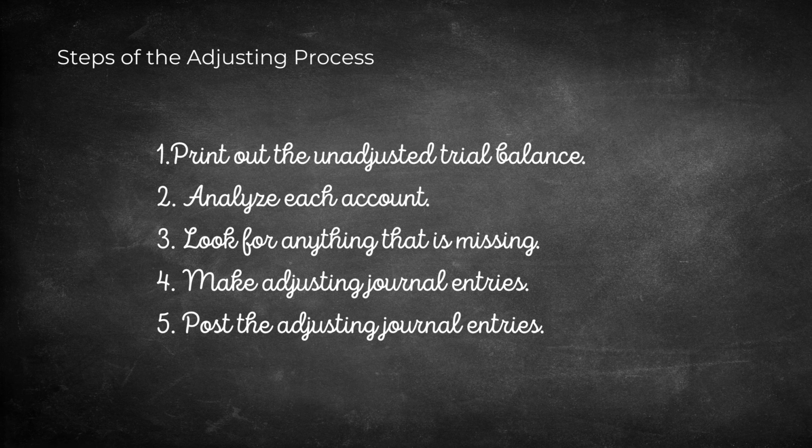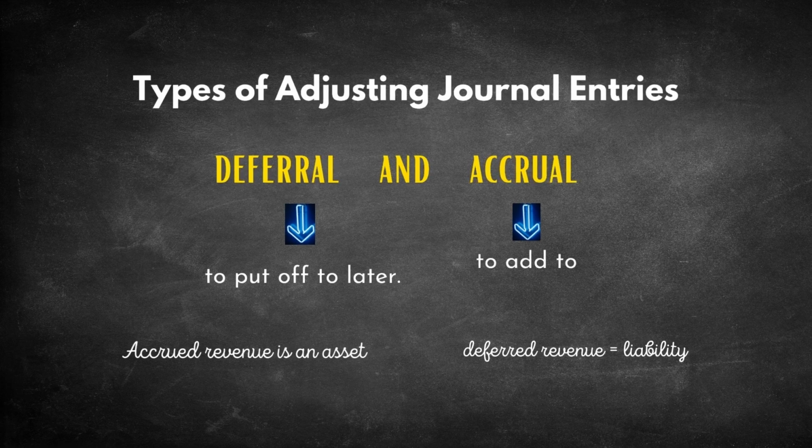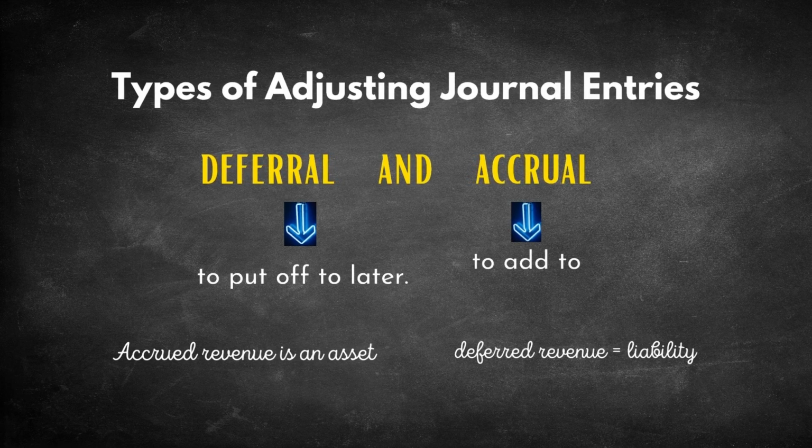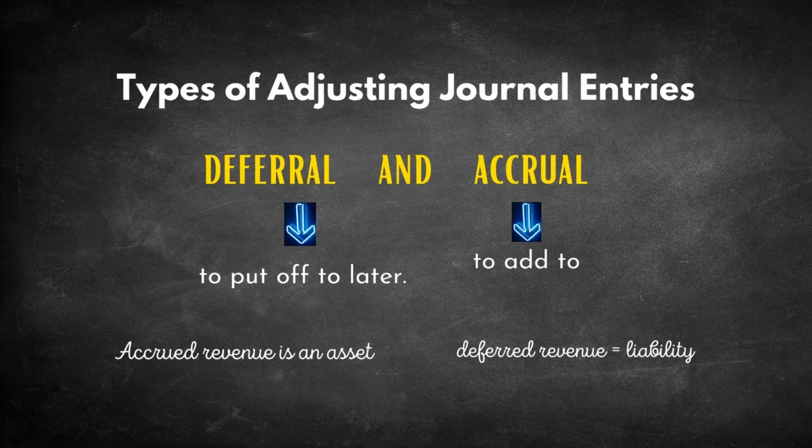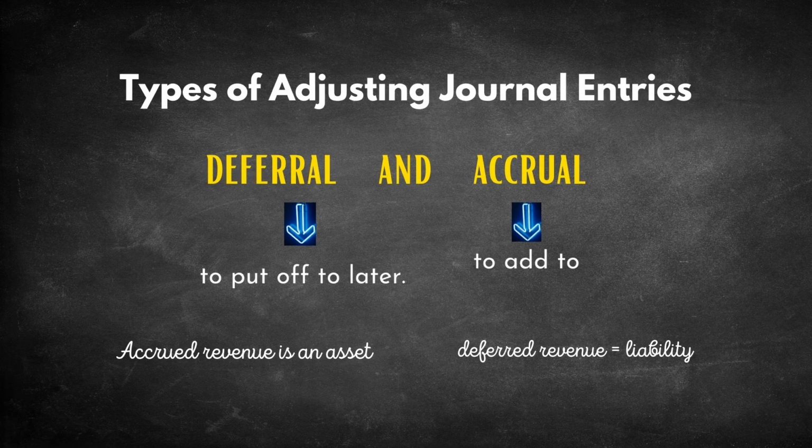So now let's go to step 5. Post the adjusting journal entries. This process is just the same process you use when recording transactions during the period: analyze, journalize, and post. Now, in accounting, we classify adjustments in one of two ways. The first is a deferral or an accrual. They are the opposite of each other.